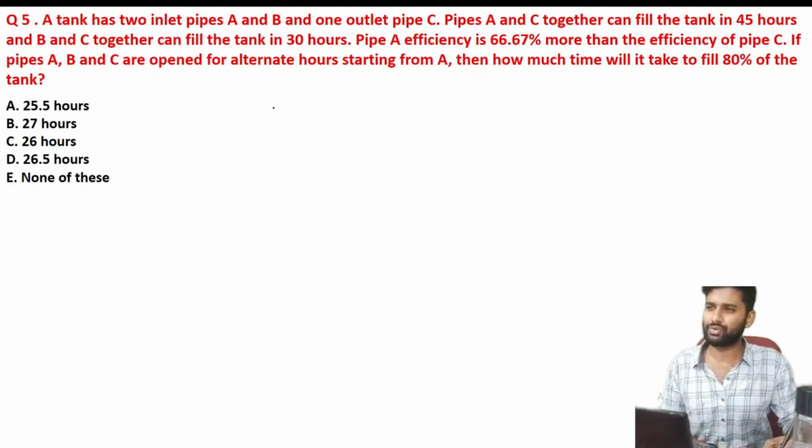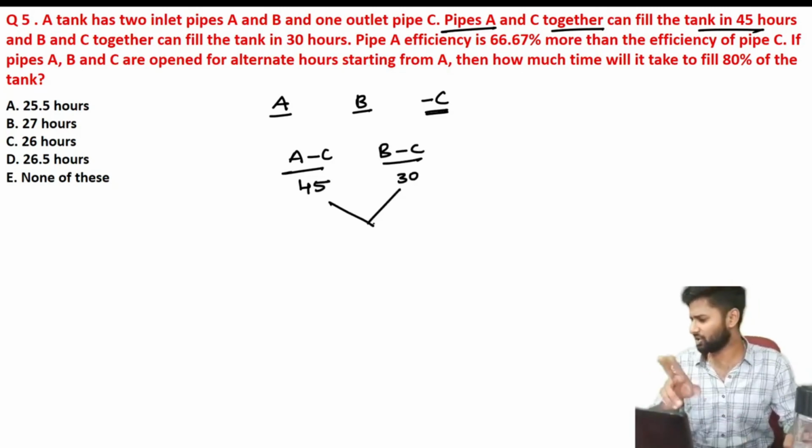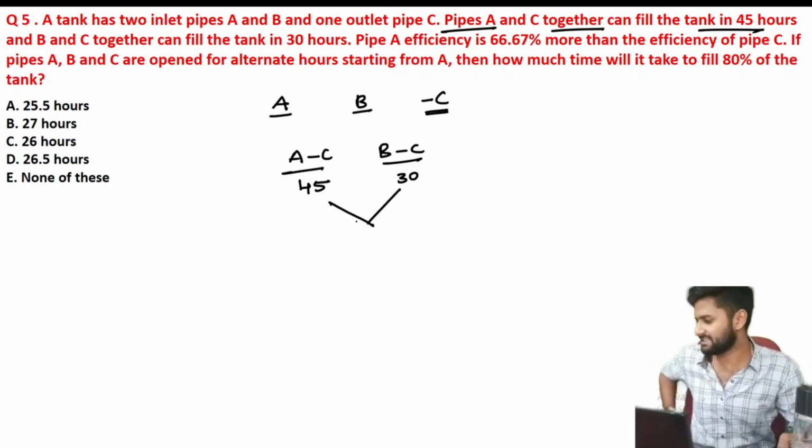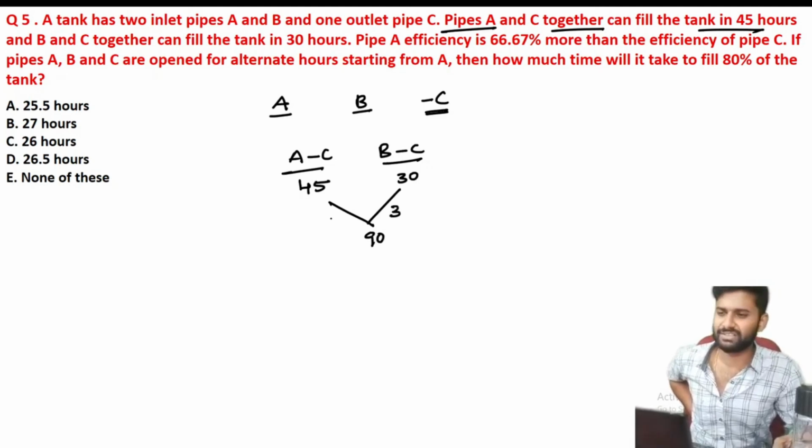A tank has two inlet pipes, A and B, and one outlet pipe C. If pipes A and C together can fill the tank in 45 hours, and B and C work together in 30 hours, what is the total tank capacity? Take a common multiple of 45 and 30. It's 90, right? So B minus C delivered 3 units, A minus C delivered 2 units.